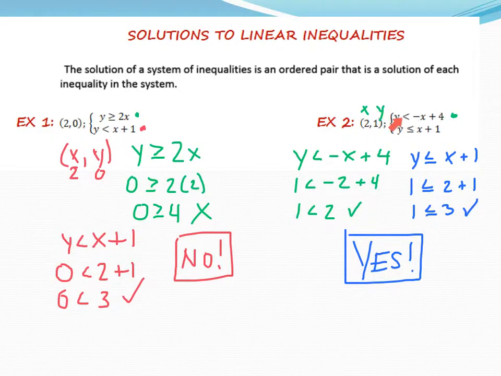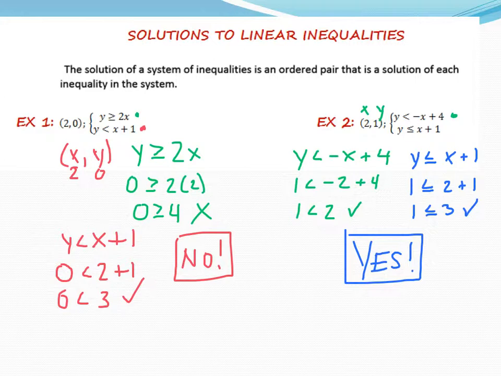I took each one, starting with the first one, which I did in green, and plugged in. Here's my inequality. I plugged in 1 for y, and for x, notice here it's negative x, so I plugged in negative 2. Negative 2 plus 4 is 2. So think about what the inequality says: 1 is less than 2.